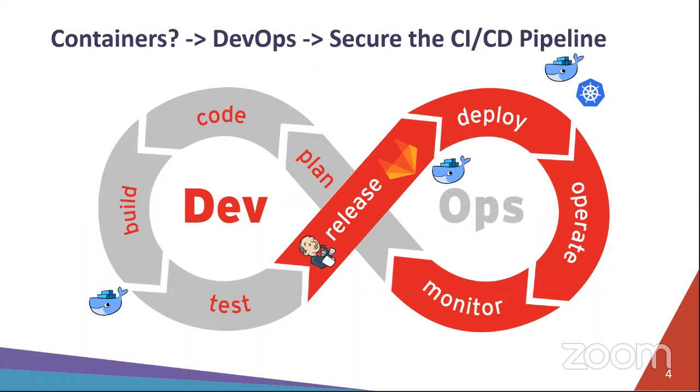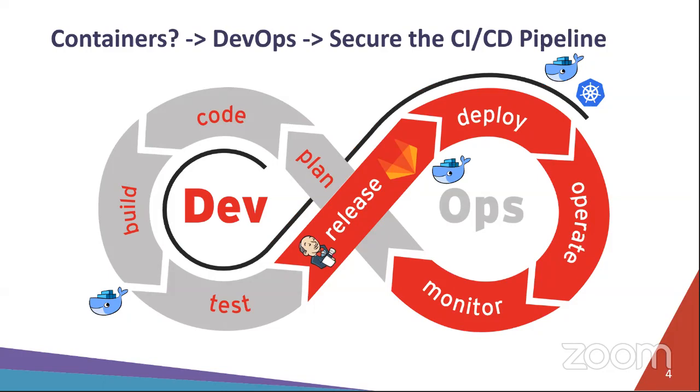Why containers? Because we get into DevOps. When we get into DevOps, we have the CI/CD pipeline, and therefore we need to think about how we are going to secure the whole cycle: coding, building, testing, planning, releasing, deploying, operating, monitoring and planning, and going back to coding. In these different steps, I'm going to end up having access to resources, in that case my containers, the container infrastructure. Think cybersecurity. I don't know what you're doing. I don't know the code that you're doing.